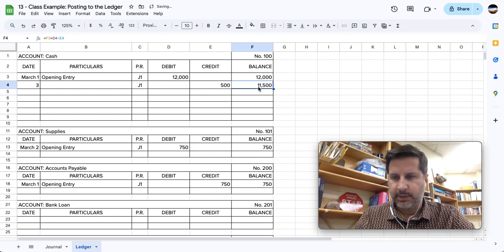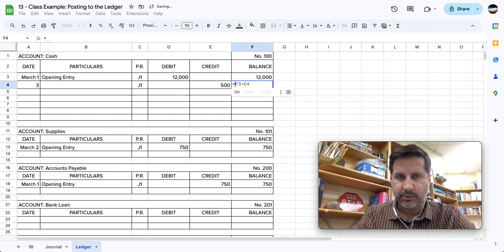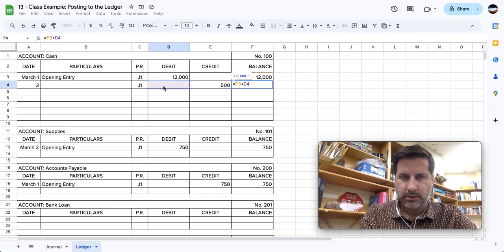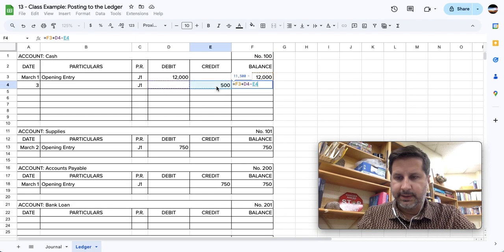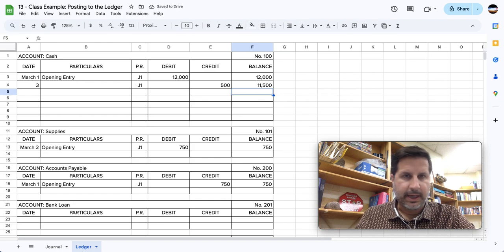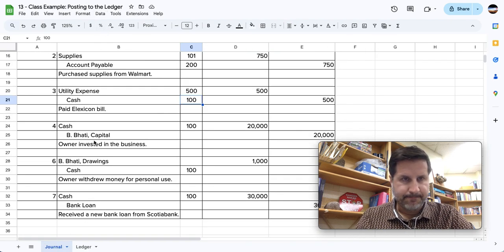So I'll show you that again because this is going to save you a lot. So equals the balance above plus any debits minus any credits, and it's 11,500. I know you could do that in your head, but this is going to actually be handy later on down the road. Okay, let's continue on. We'll do a few more of these so you get the point. So cash and capital, $20,000. I know capital's 300.